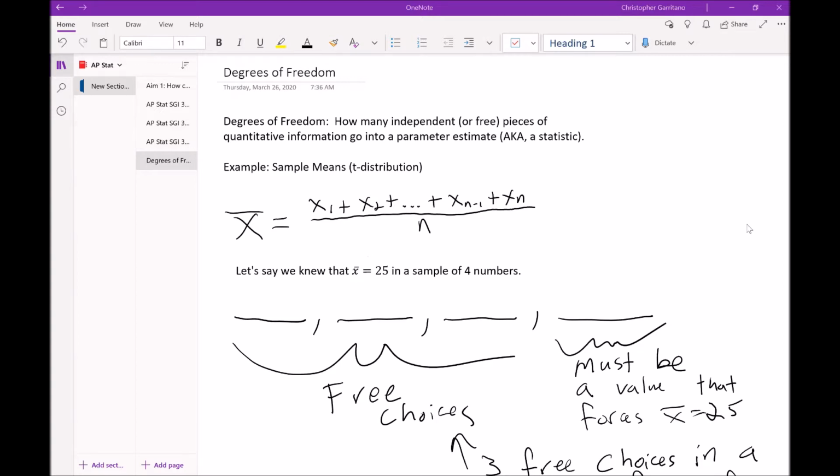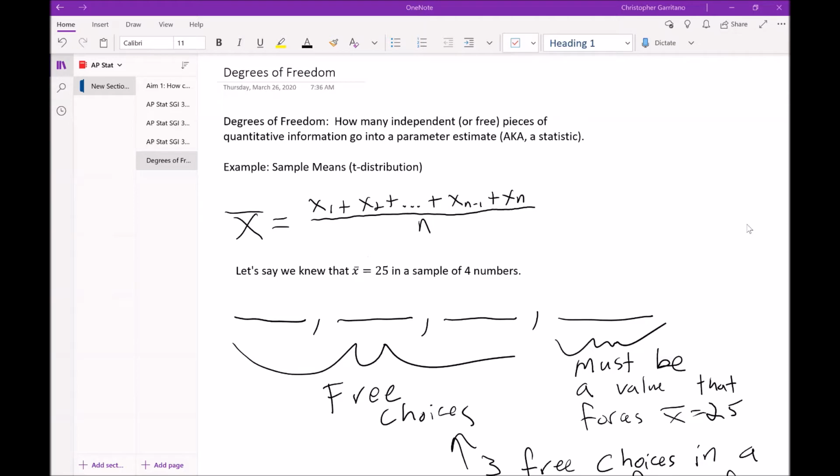Okay, now in the case of sample means, and again, we will be using the t-distribution when we discuss sample means. Remember, a sample mean is calculated by taking, let's say, our n people or n items and measuring some quantity from them. So we're going to sum up those n quantities, and then we're going to divide by n. All right. Now, how many free pieces of information go into that estimate of x bar? Well, let's say that we knew ahead of time that x bar was equal to 25 in a sample of 4 numbers. And just below that, you see 4 lines.